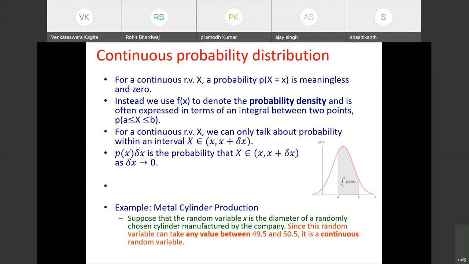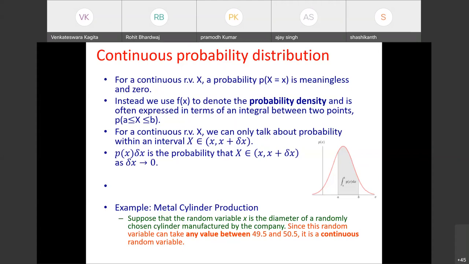So instead, in the continuous case, we use f of x to denote the probability density, not the probability mass, and it is often expressed in terms of the integral between two points. What is the probability that X is taking a value between a and b? Or what is the probability that X is less than or equal to 70? Or what is the probability that X is greater than or equal to 80? Right? So this is how we express it in the continuous case.